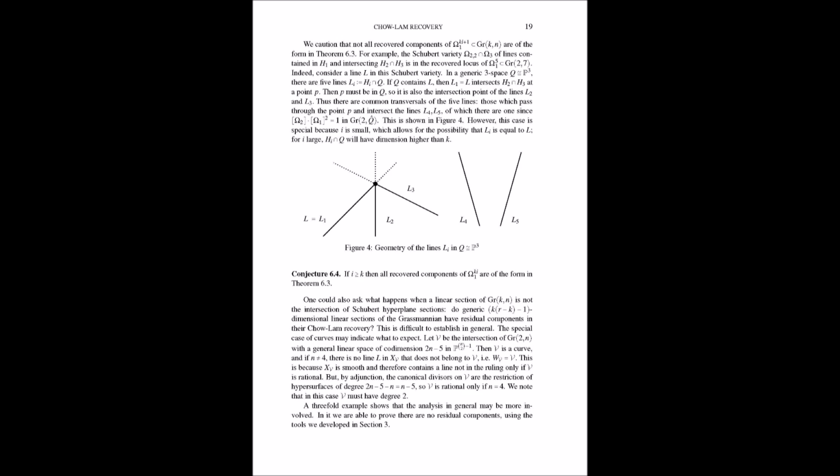And to illustrate this corollary, 6.7 shows that a specific family of positoid varieties in GR(2,n) actually has recovered components. Right. This is a concrete example where the recovered variety for a positoid variety is larger than the original one. So we're seeing all these connections between the geometry of Schubert varieties, the algebra of the Chow Lam form, and the combinatorics of positoid varieties.